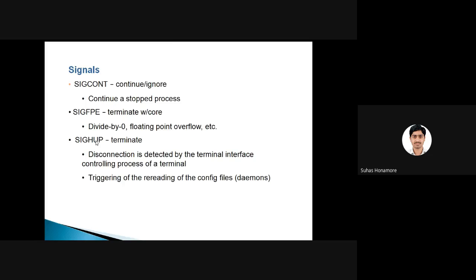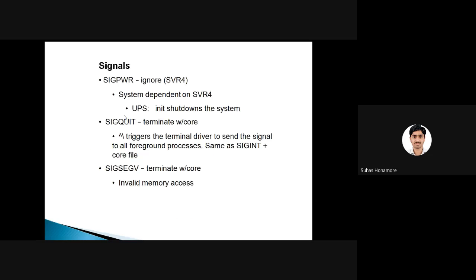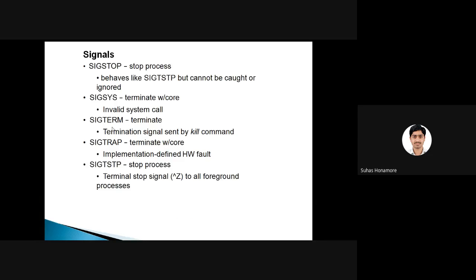Signals are nothing but whatever the terminal is interfacing with. If that terminal hangs up, it can send a signal. Like this we have almost 32 signals. For example, the stop signal, invalid system call, terminal or trap, which stop the process only.